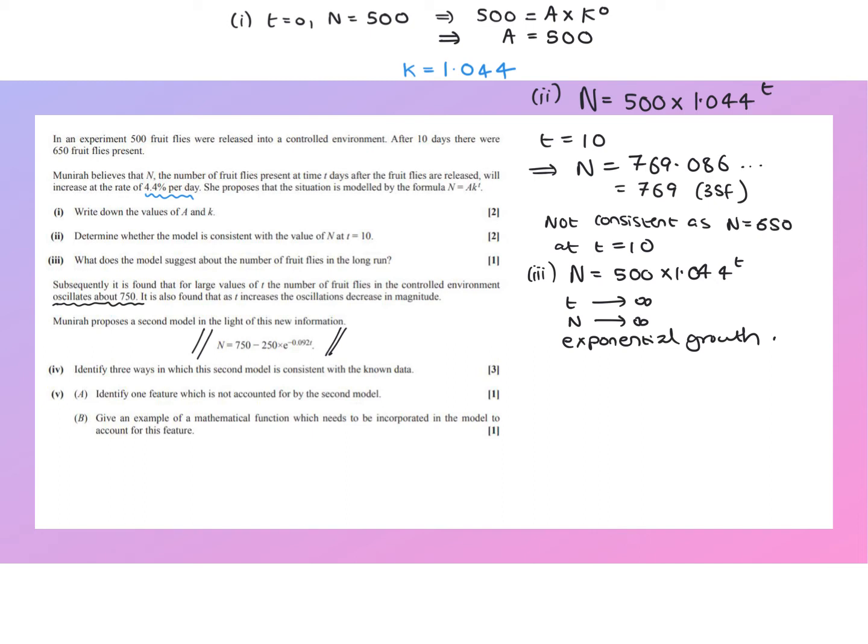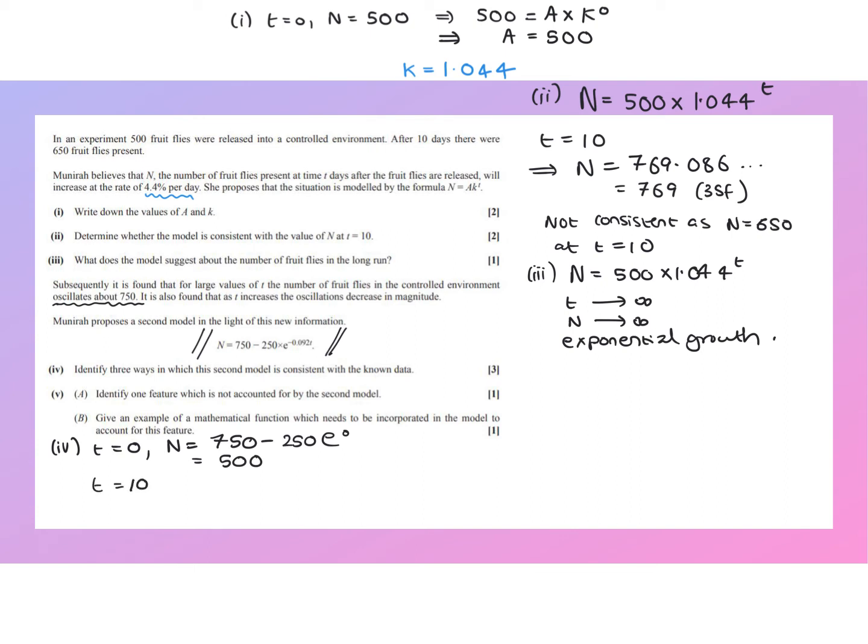So let's check out what the second model tells us happens when t equals 0, because we know that the value of n should be 500. So if t equals 0, n is equal to 750 minus 250 e to the power of 0. e to the 0 is obviously 1. 750 take away 250 is 500. So that's one way in which the model is consistent.